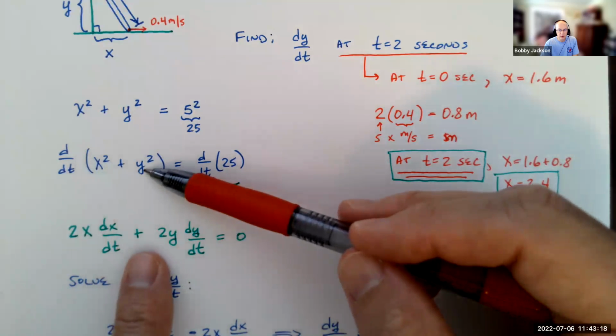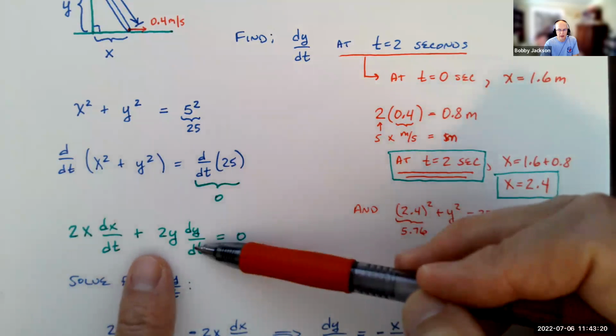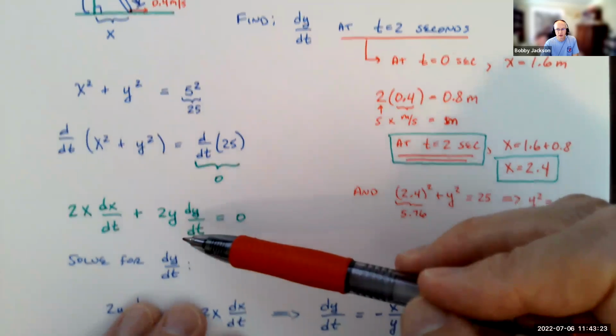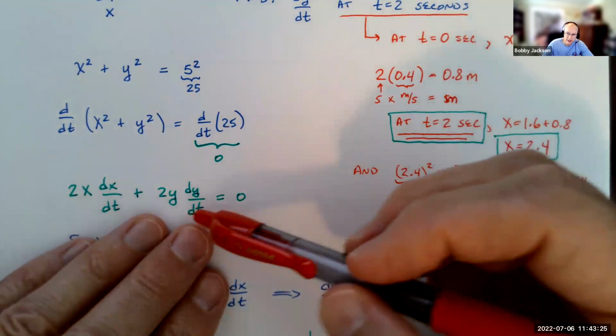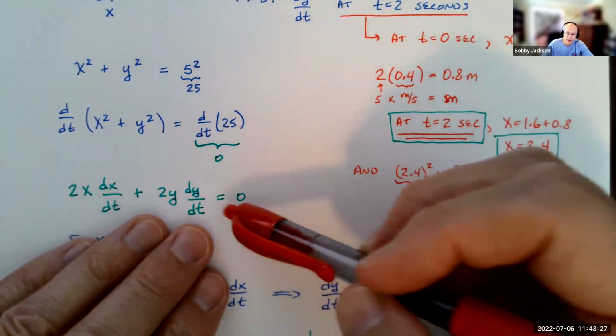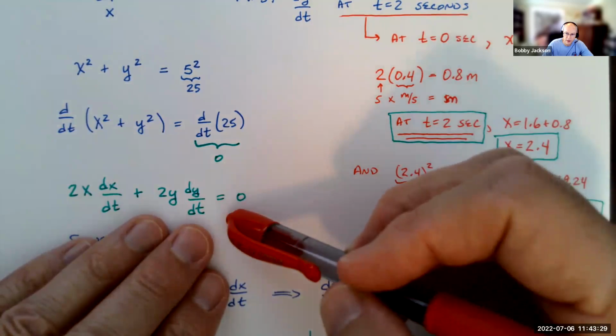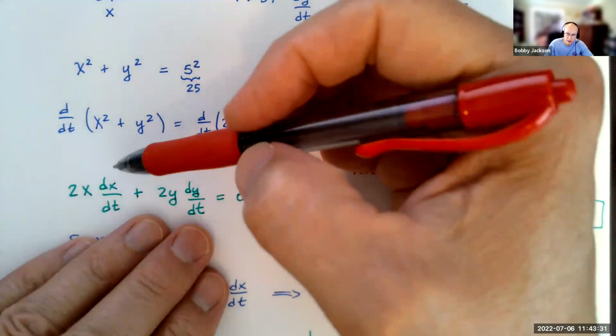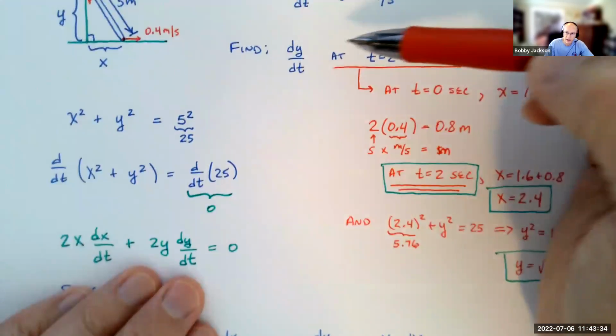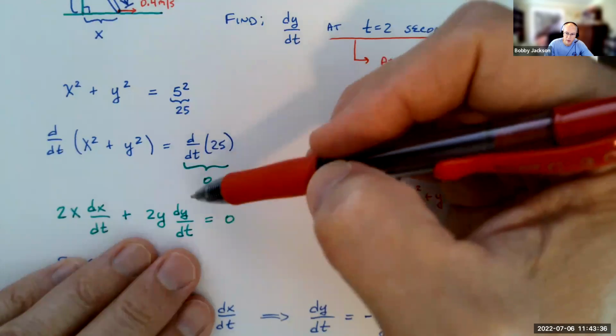Same thing with y squared. The derivative there is going to be 2y dy/dt, by the chain rule. And this right here is our related rates equation. This is the equation that relates the rates of change. Notice that we know dx/dt. That's the given one, and we're asked to find dy/dt.